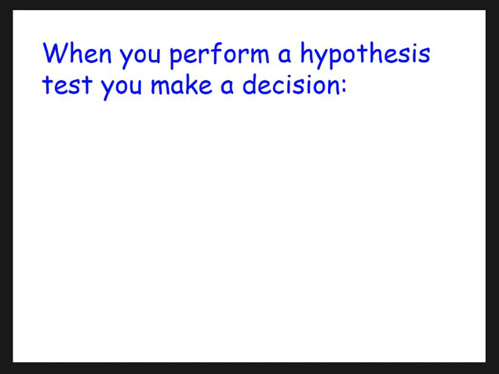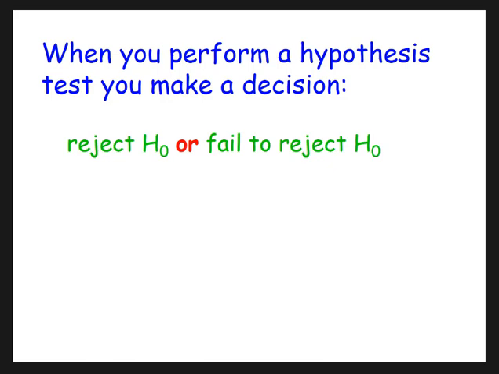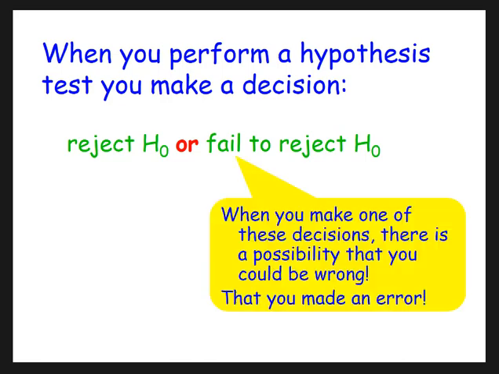So when you perform a hypothesis test to make a decision, you either reject H0 or you fail to reject. We don't ever prove H0, we just fail to reject it. So when you make one of these decisions, there's a possibility that you could be wrong. And so there are two different types of errors that can be made.